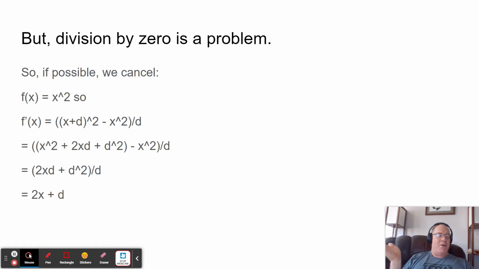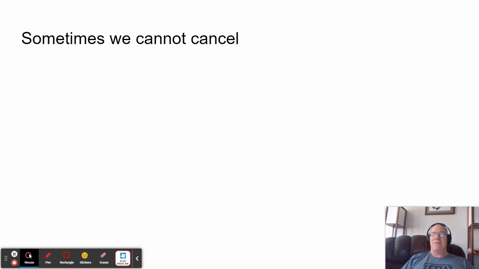And if you remember your differentiation, the derivative of x squared is 2x. Hooray! Easy peasy. Differentiation is easy in that situation. However, we cannot always cancel.